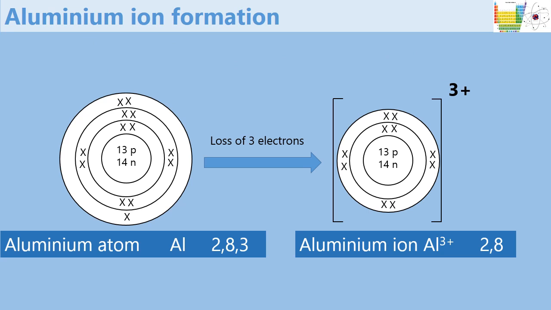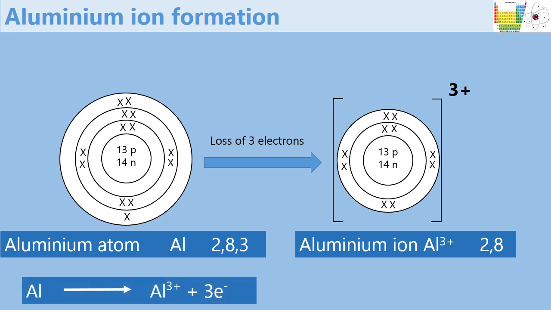In order to represent this change in an equation, we carry it out like this. Aluminium, which is neutral, will lose 3 electrons to form aluminium ion and 3 electrons. Now let us have a look at this part here. Aluminium will lose 3 electrons, meaning we subtract 3 electrons to give us aluminium ion.